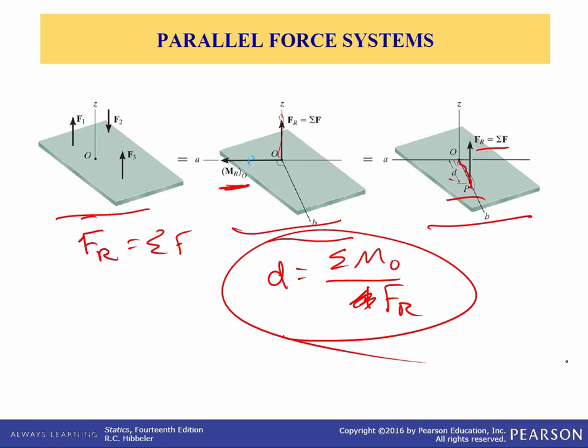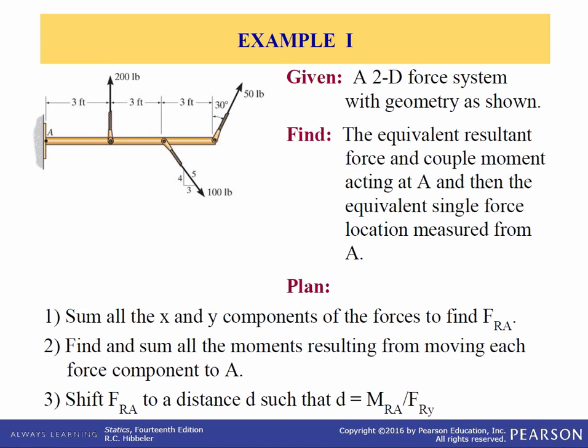We did this earlier, a similar thing, by taking the summation of the moments and dividing by the resultant force. So let's do some examples. Here we have a 2D problem. We've got a 200-pound force, 50-pound force, 100-pound force. Find the equivalent resultant force and couple moment acting at point A, and then the equivalent single force location measured from point A. So we're going to sum all the forces to find the resultant force.